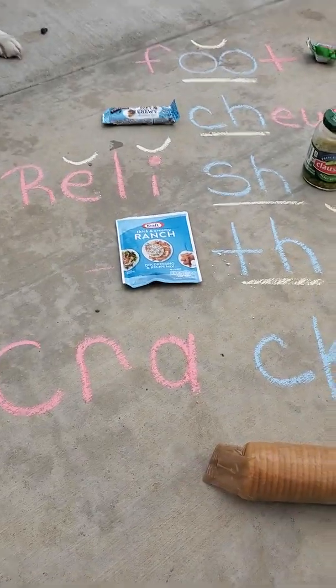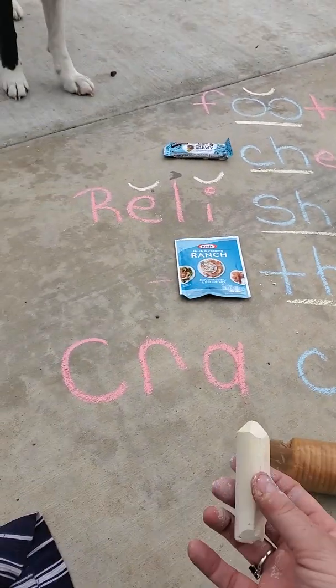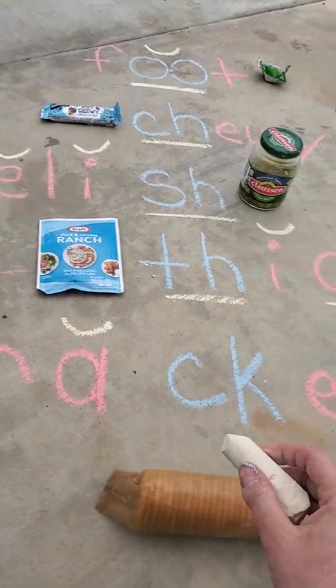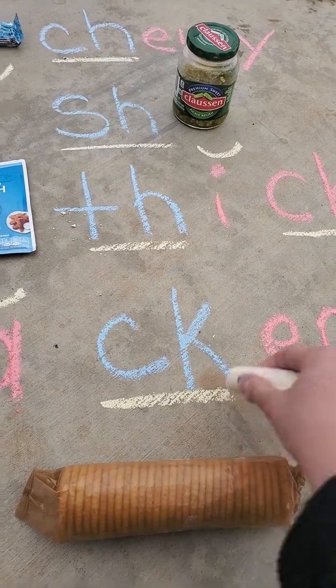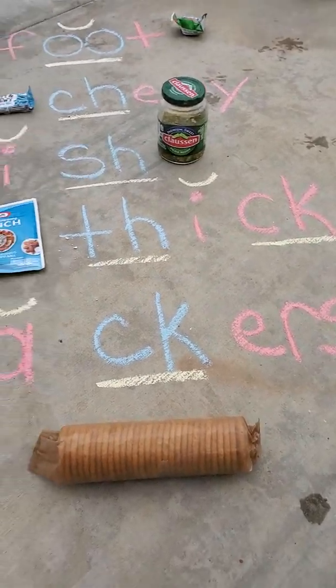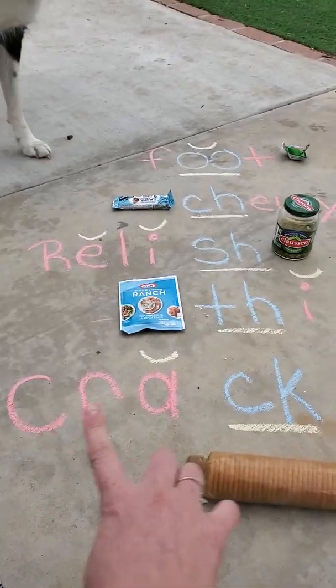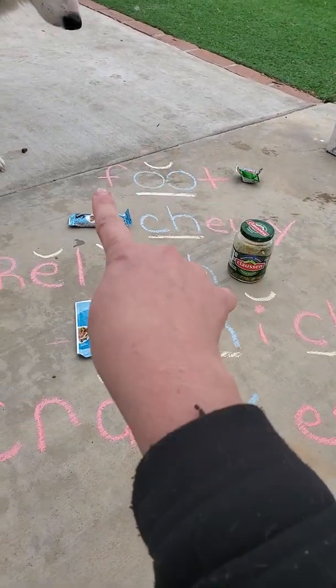All right, so now I have to go ahead and do my coding, okay? So that's short, so we got to put a breve. There's my digraph, and there we go. So now we coded crackers. All right, guys, we found a foot.